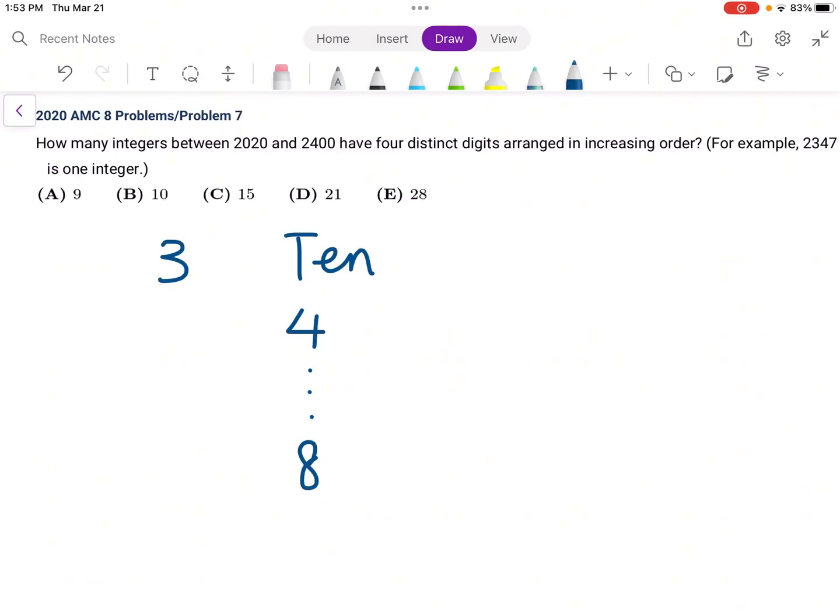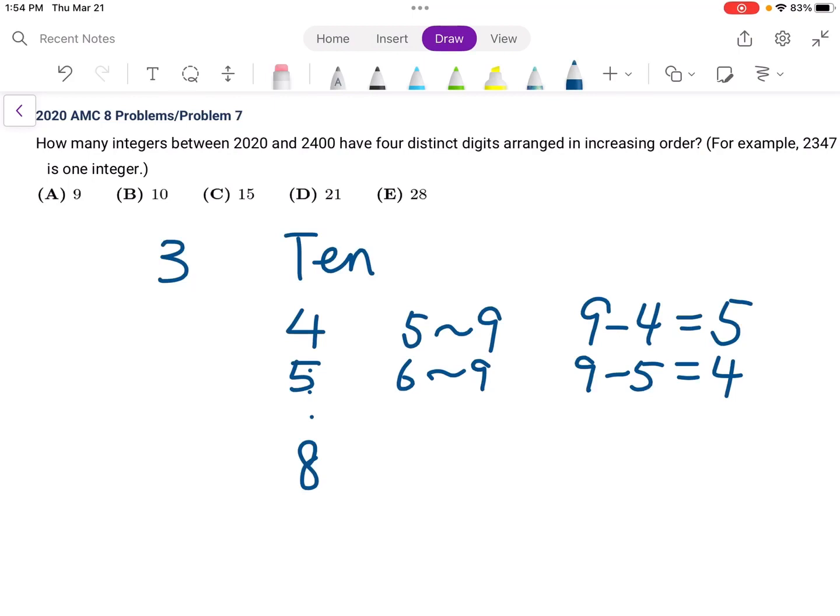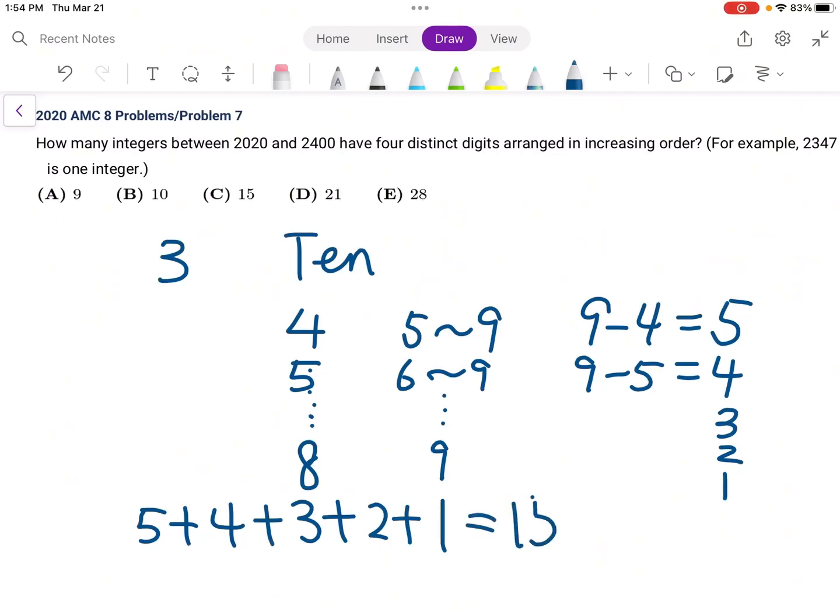And when the tens digit is 4, the last digit can be from 5 to 9. That's 9 subtract 4 equals 5 choices. And similarly, when the tens digit is 5, we can have from 6 to 9 for the last digit, which is 9 subtract 5 equals 4 choices. And similarly, the other choices will be 3, 2, and when the tens digit is 8, the last digit can only be 9, which is only one choice. So the total choices will be 5 plus 4 plus 3 plus 2 plus 1 equals 15 in total.